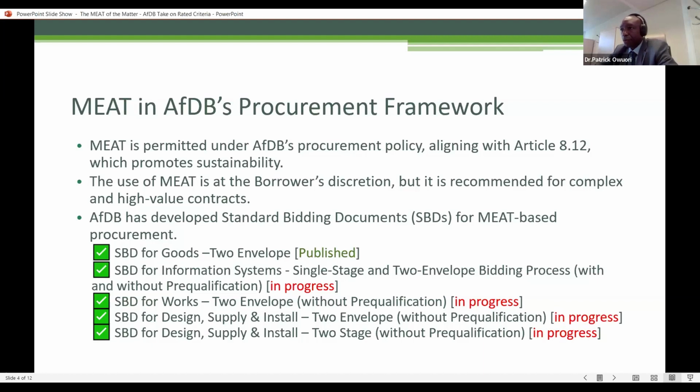We are in the process of developing standard bidding documents for use of MEAT. So far, we have published the one for goods, the two-envelope system. If you go to our website, you'll be able to see that. We still have work in progress for the bidding documents for information systems, for works, as well as for design, supply, and install. Very soon, within the next, say, quarter, we might have the one for information systems approved for publication. It's currently being reviewed for translation and just ensuring that the technical quality in the languages it will be published in remains consistent across the board. So this one is at a very advanced stage. The other two are still somewhere in between, and I'll highlight the reasons why as we go along.